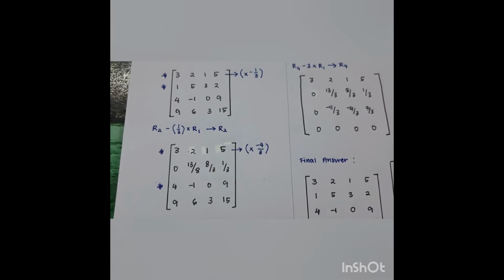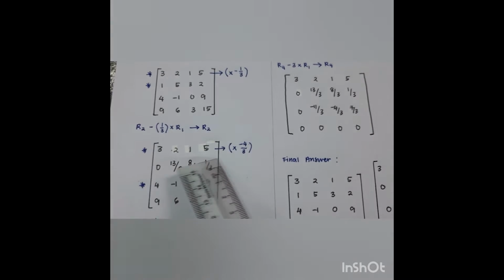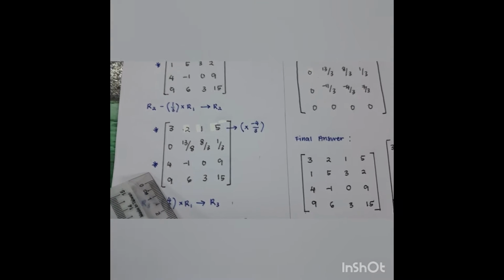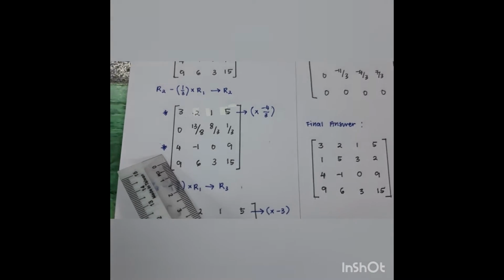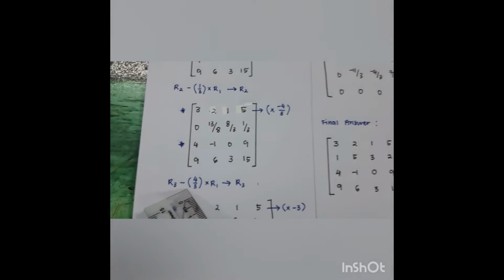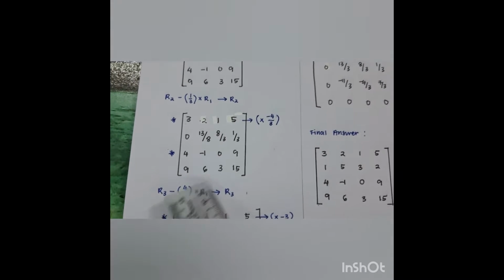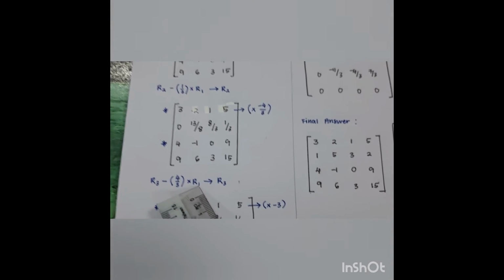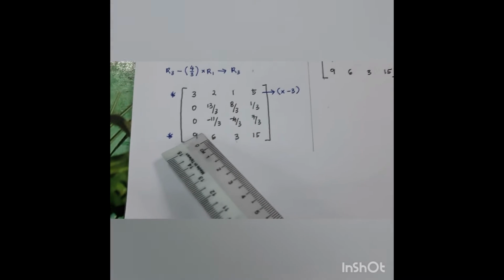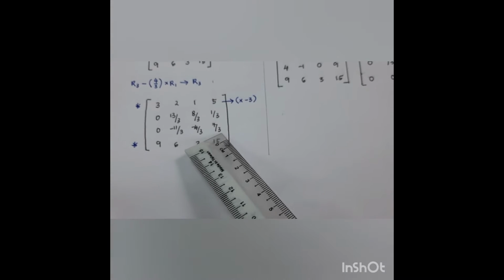Next, we multiply the first row by -4/3, and then include the third row. So the third row minus 4/3 times the first row. We can get the answer, and then we put the answer in the third row, and then we can get this matrix.